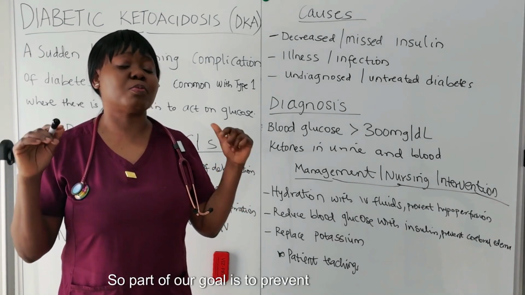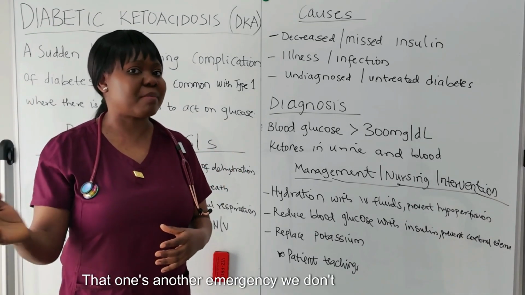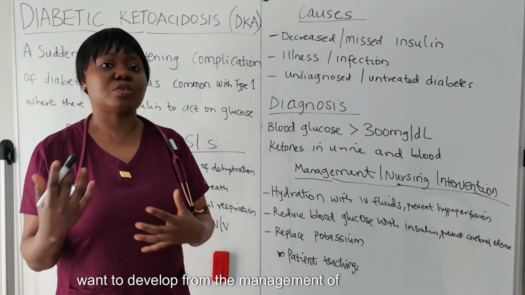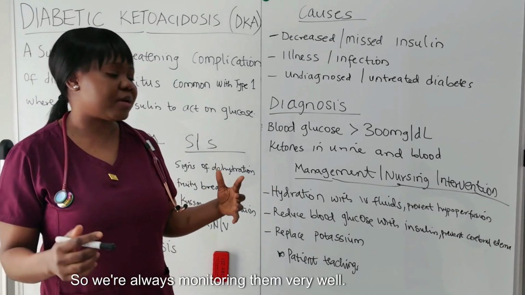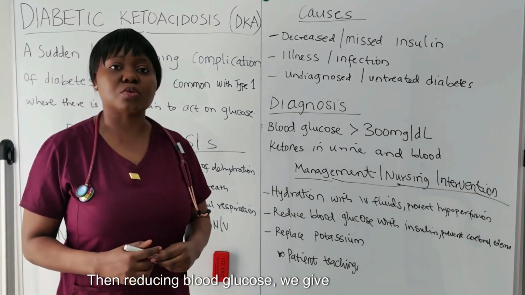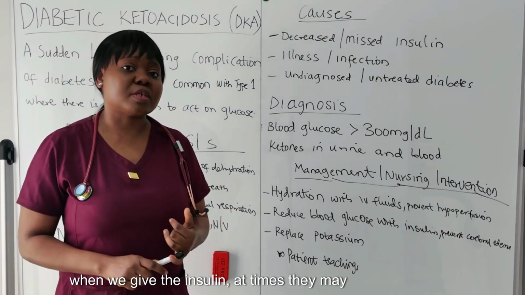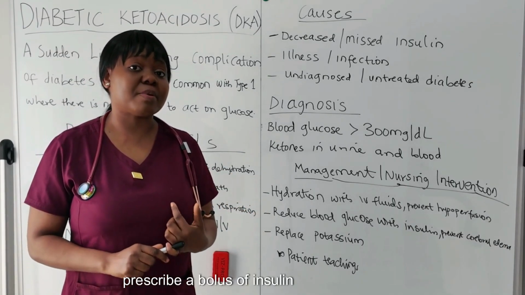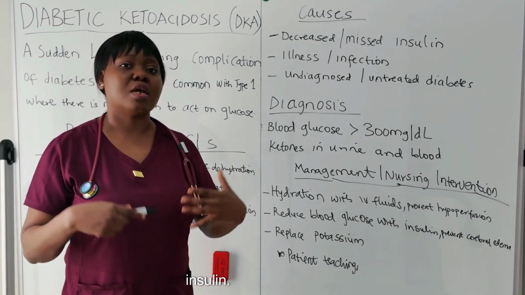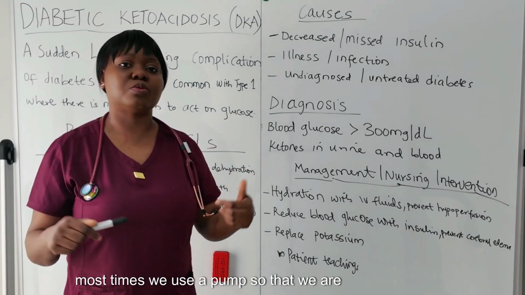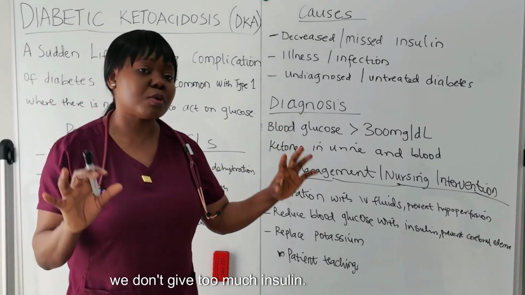So part of our goal is to prevent cerebral edema, because that can lead to increased intracranial pressure. That is another emergency we don't want to develop from the management of this condition. So we're always monitoring them very well. Then, to reduce blood glucose, we give insulin. At times they may prescribe a bolus of insulin and then a continuous titration of insulin. Most times we use the pump so that we are able to regulate it properly, so that we don't give too much insulin.